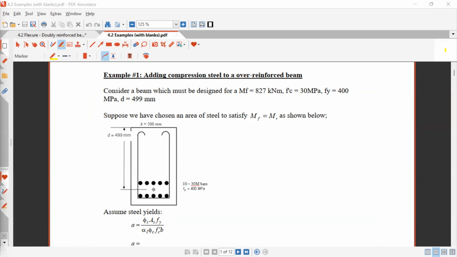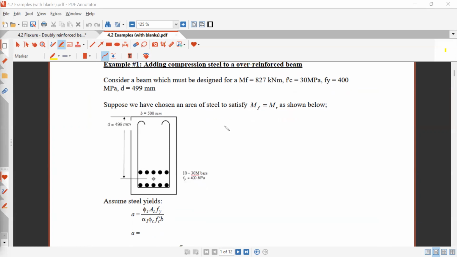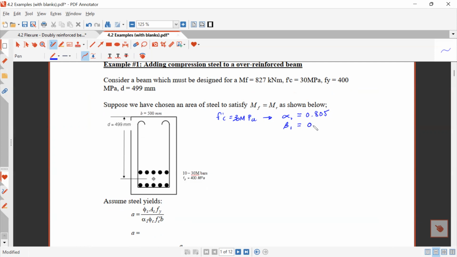All right, so we're given this stuff here. We're going to set MF equal to MR as shown below. Okay, so let's start this example. So first thing, let's analyze this as if it is single reinforced, so it doesn't have any compression steel. So we have F prime C here of 30 MPa. If I go through the equations, you can do it later. You'll find alpha 1 is 0.805 and beta 1 is 0.895.